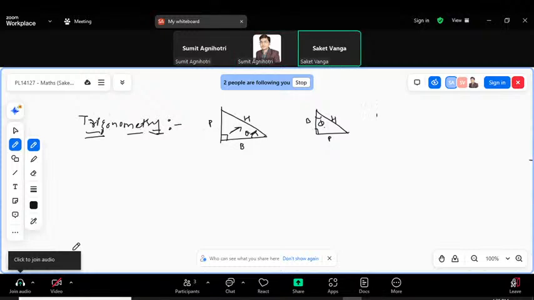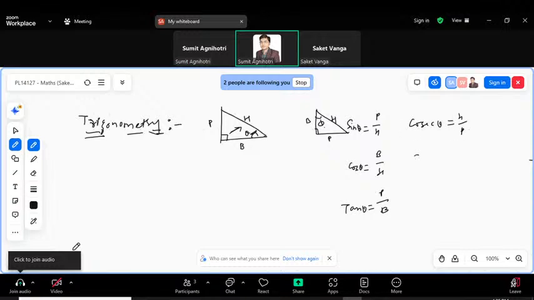And P over H is your sine theta, B over H is your cos theta, P over B is your tan theta. In this way, the initial three trigonometric ratios are P over H, B over H, and P over B. And also cosec is nothing but H over P, sec is simply H over B, and cot is simply B over P.